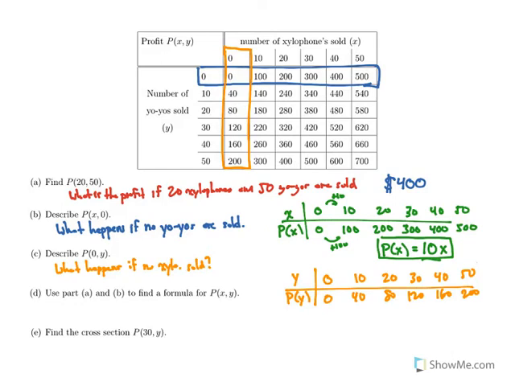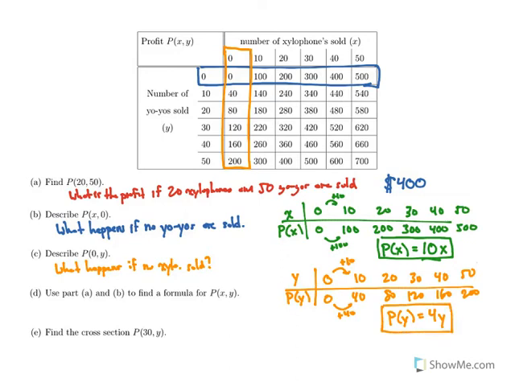So in this case, when we go plus 10 yo-yos, we are adding 40 each time. And that's consistent again. This is a simplistic example where the cross section P of y is going to be linear in y. Again, you could find that 4 by going 40 minus 0 over 10 minus 0, finding the slope. So P of y is 4y. That is our cross section.